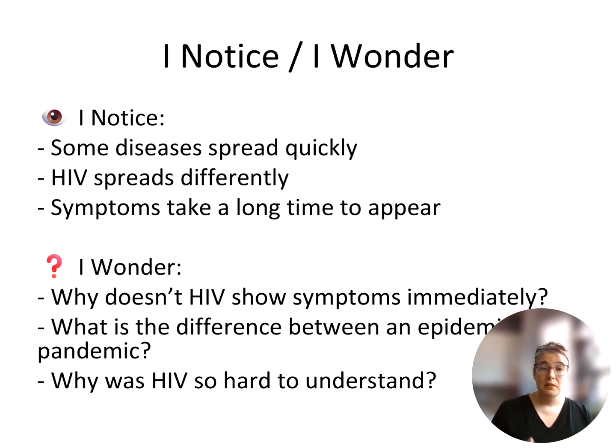So some diseases spread quickly. HIV spreads differently. It's not spread through coughing or something like that we might see with influenza or coronavirus. Symptoms may take longer to appear, so not all viruses are going to display symptoms in the same way or same time frame. Some of these wonders: why doesn't HIV show those symptoms immediately? What is a difference between an epidemic and a pandemic? So we're going to talk about that.